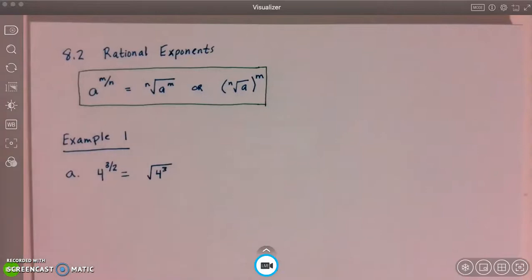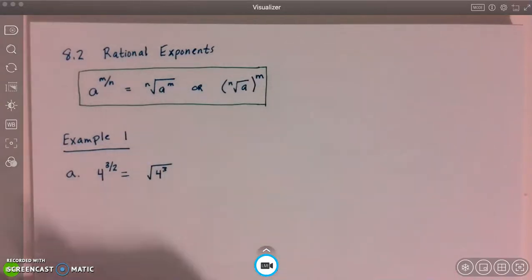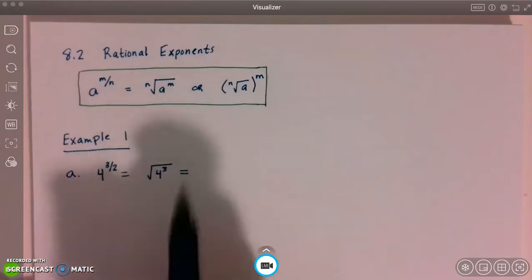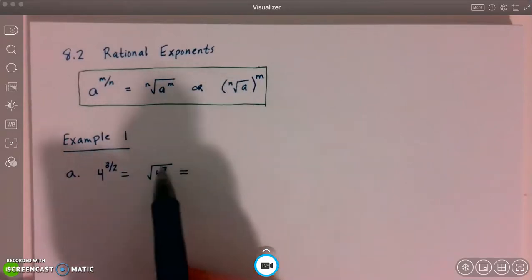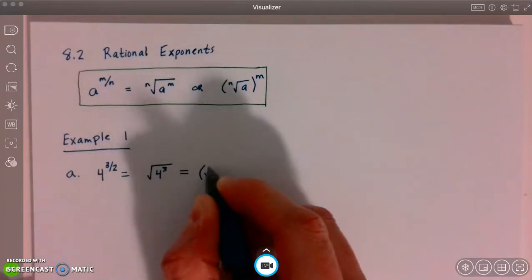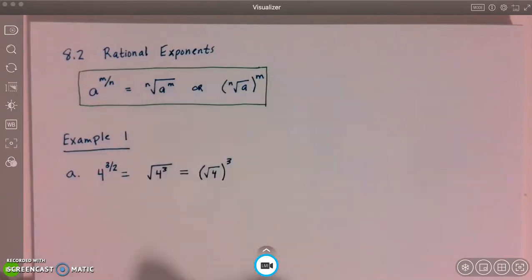So 4 cubed is a small enough number and we can figure it out. 4 times 4 times 4 is going to give us 64. And the square root of 64 would be 8. But I'm going to show you using this rule a simpler way to do that, using some smaller numbers. So I'm going to go ahead and use this rule here that lets me take this exponent and put it on the outside of the radical. So I can rewrite it like this, the square root of 4, and then I would cube that answer.